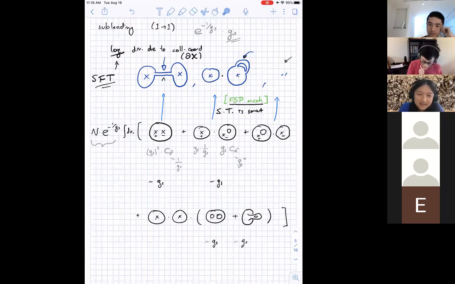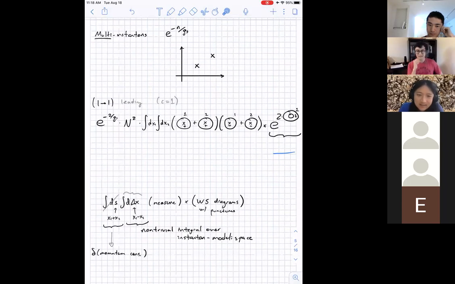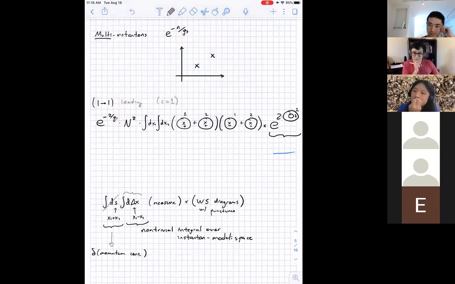Okay, so with this invitation, let's move on to another contribution we can already write down, which is multi-instantons. So the picture I like to have in mind is that we have one instanton here, position x1, and the other one here, position x2. A closed string comes in and comes out of the second one, for example.